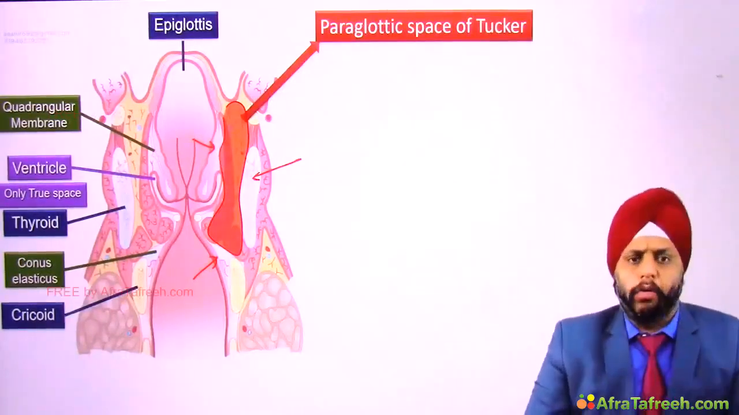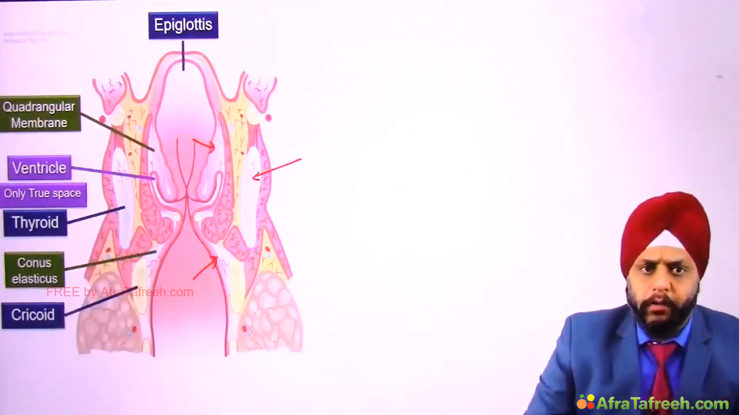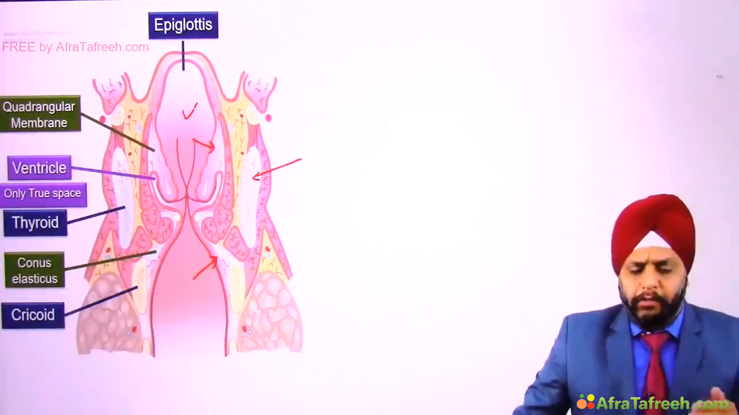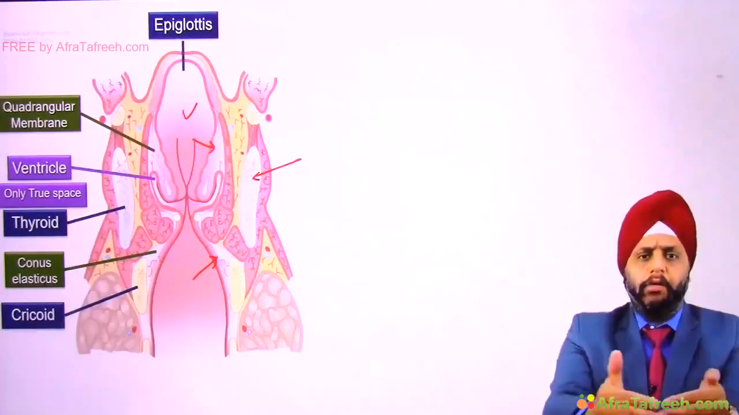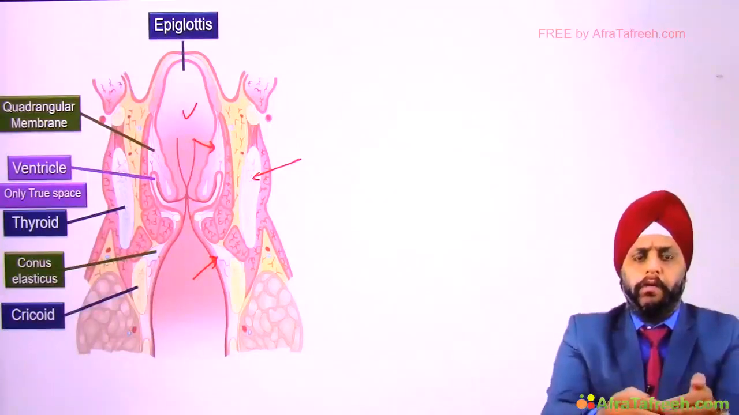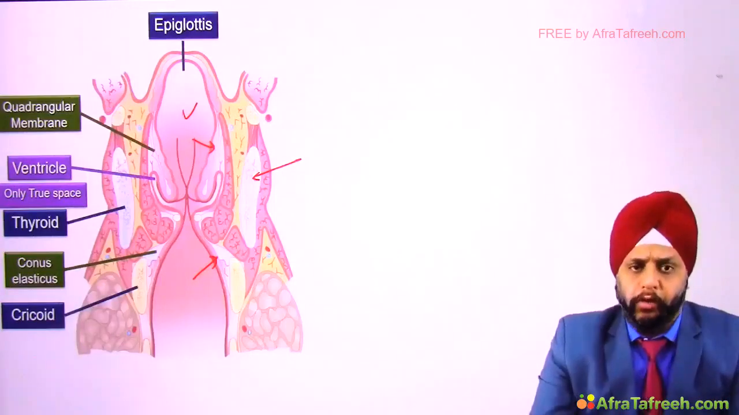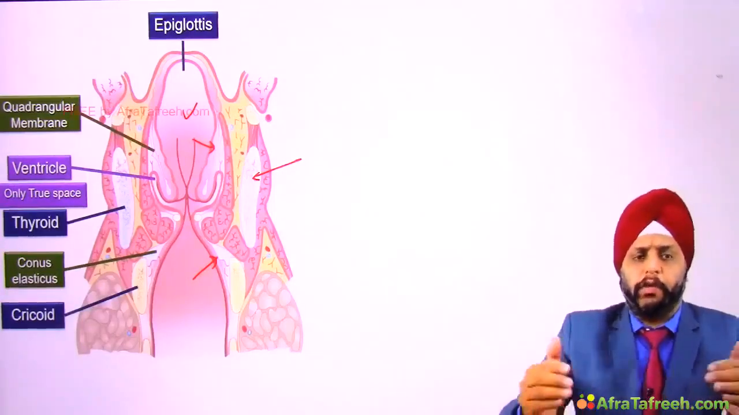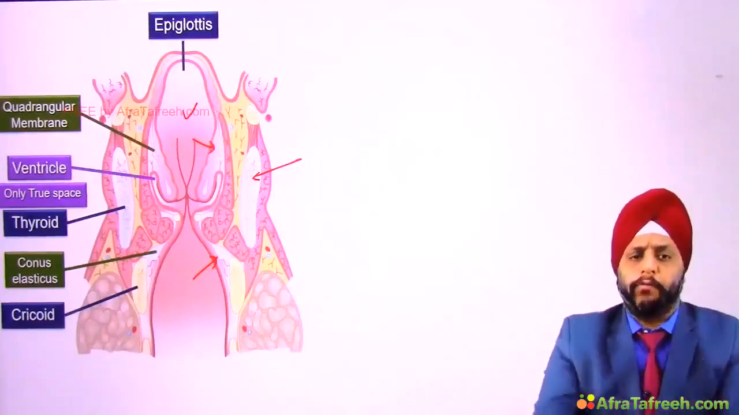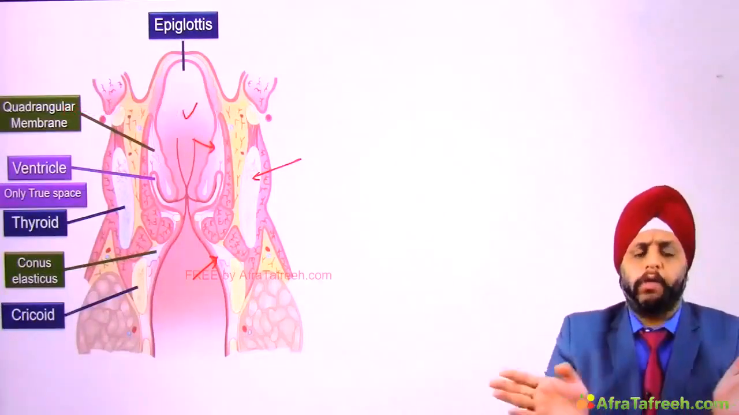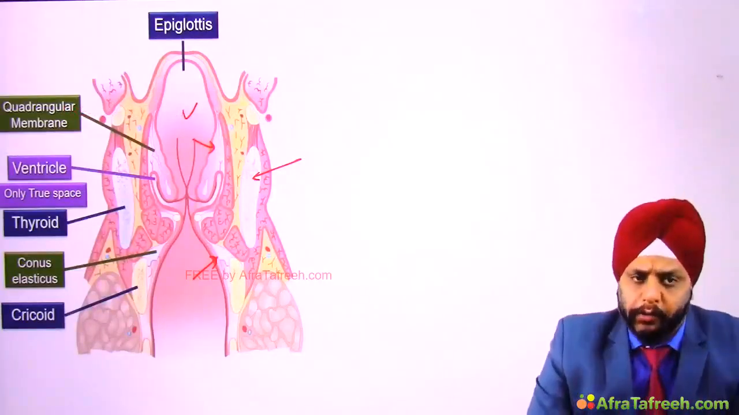Okay, now look over here. This is the epiglottis that we can see. This space, anteromedially, goes anterior to the epiglottis, and anterior to the epiglottis we have the pre-epiglottic space of Boyer. So remember, the paraglottic space of Tucker communicates with the pre-epiglottic space of Boyer. Remember, I told you the pre-epiglottic space of Boyer is open laterally and communicates with the paraglottic space.